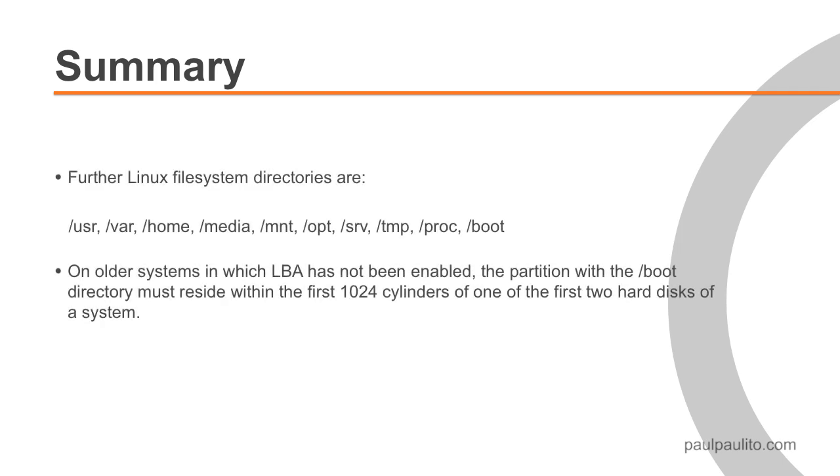Further Linux file system directories are /user, /var, /home, /media, /mnt, /opt, /srv, /temp, /proc, /boot. On older systems in which LBA has not been enabled, the partition with the /boot directory must reside within the first 1024 cylinders of one of the first two hard disks of a system.